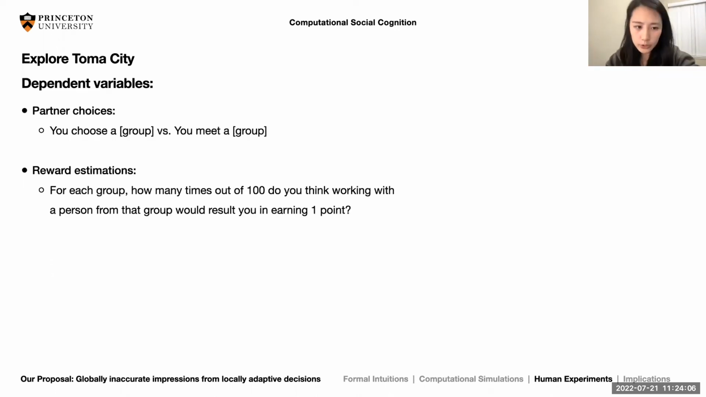All right, again, those are the 2 outcome variables we want to look at. First, partner choices, like how many times you interacted with each of the groups. Second, we want to know reward estimation. So at the end of the game, we ask, for each group, how many times out of 100 do you think working with a person from the group is going to give you 1 point? So ideally, they should say 90 points for all of the groups. But again, let's see our participants' performance.